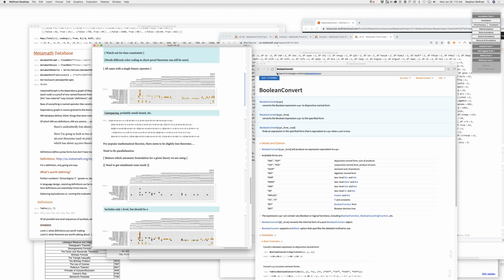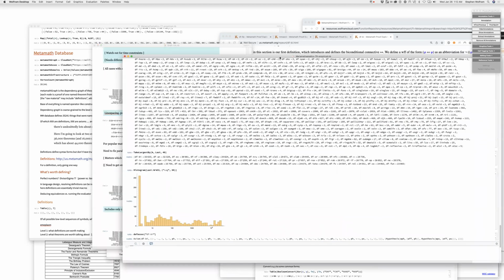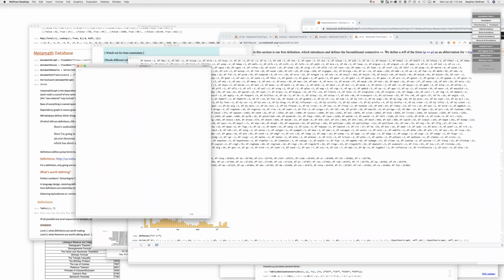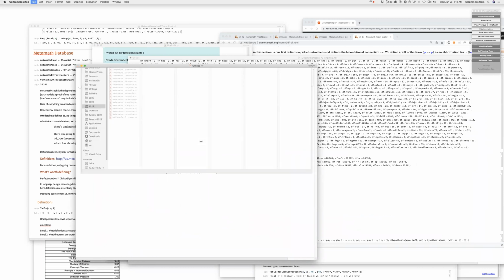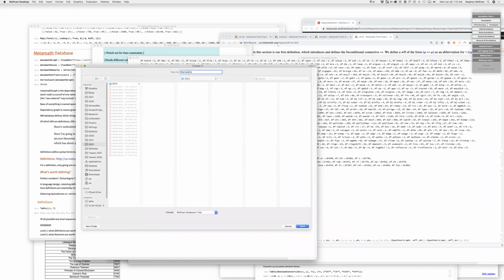Let me make yet another one of these. I want to do a Boolean. Actually, hold on. I just want to get all the axiom systems equivalent to Boolean algebra.